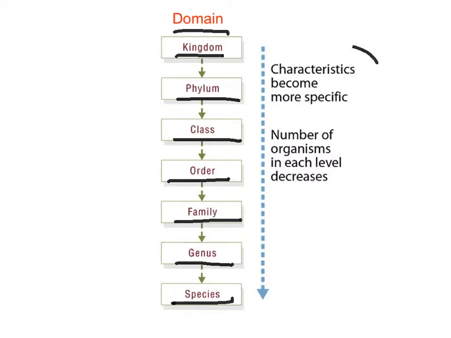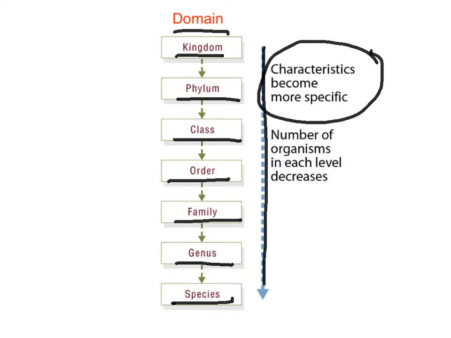So we can see characteristics become more specific as you move from domain to species, as well as the number of organisms in each level decreases. So organisms that share the same genus are more closely related than organisms that share the same kingdom.